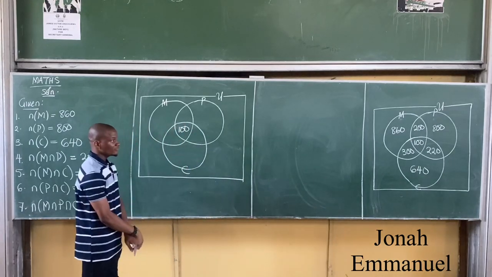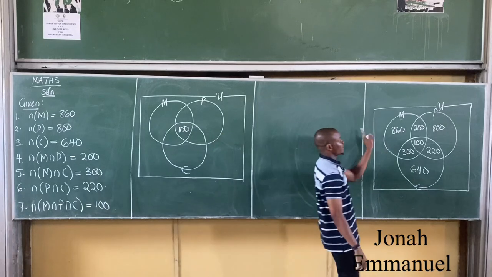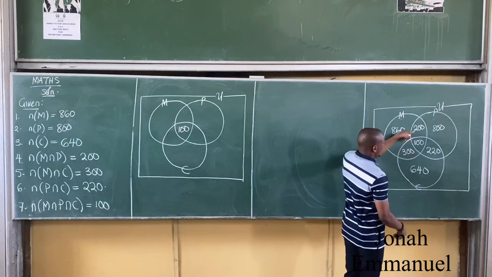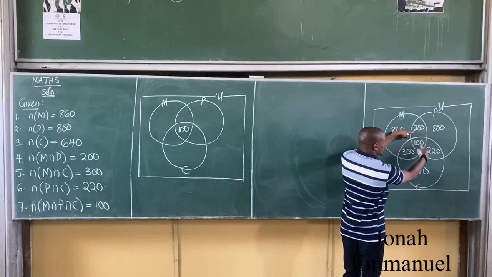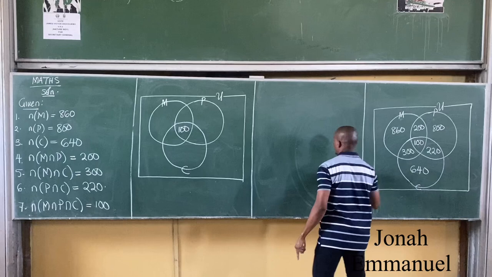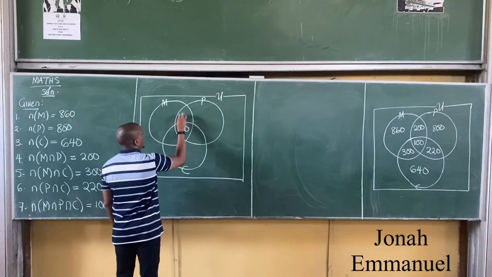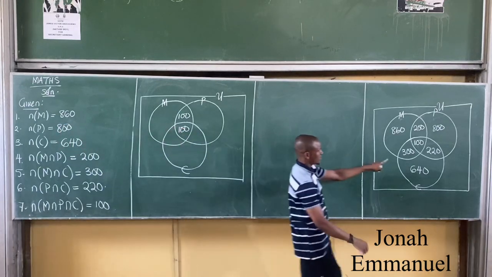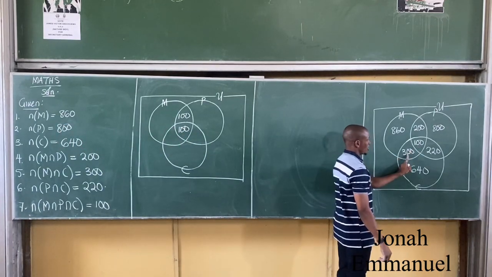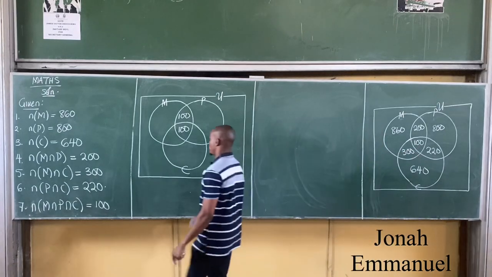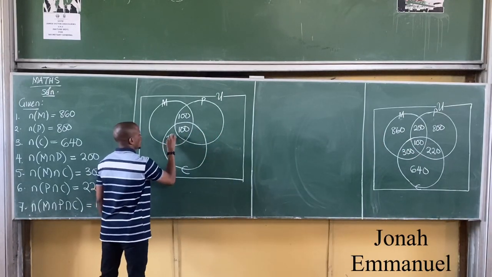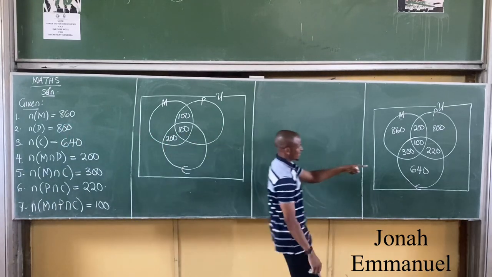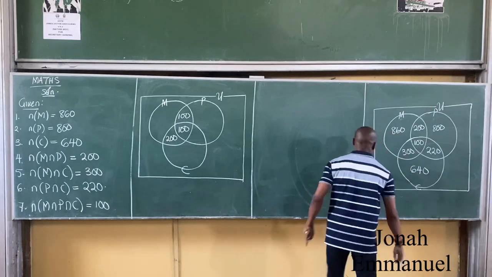I have 100. So how do you get this part in the real diagram? The model diagram, how do you expect to read that? By doing subtraction. So here becomes this minus this, 200 minus 100. How many there? I'm having 100. Please take a picture. This part too, same concept: this minus this, 400 minus 300. That gives you 200. Here becomes 200. Same case here, this part becomes 220 minus this, that gives you 120.